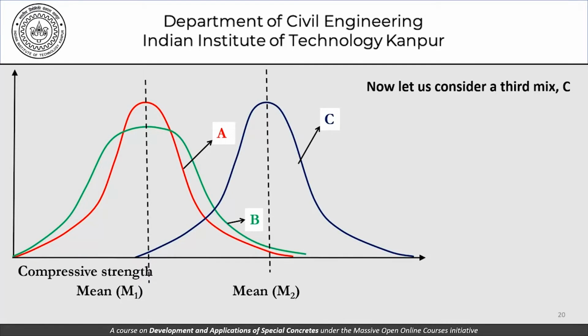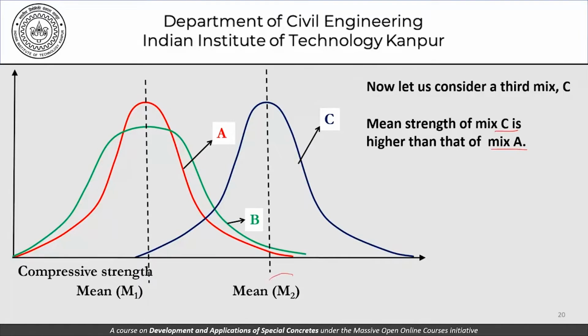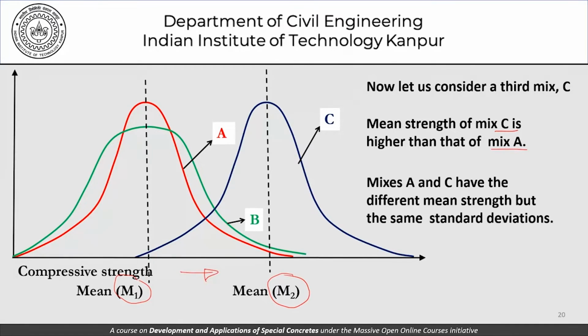Now let's add a concrete mix C to the A and B. What are the characteristics of C with respect to what we saw in A and B? The mean strength of C is higher than that of A and B. The mean strength of C is somewhere here, and the mean strength of A and B is somewhere here. And if the strength is increasing this way, this M2 is clearly greater than M1. Having said that, mixes A and C have almost the same standard deviation, even though their means are different.